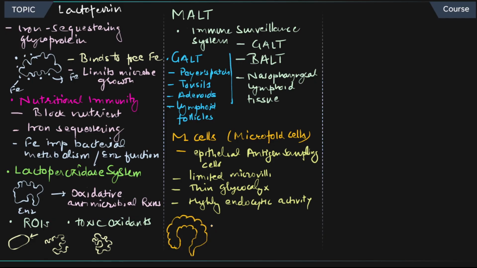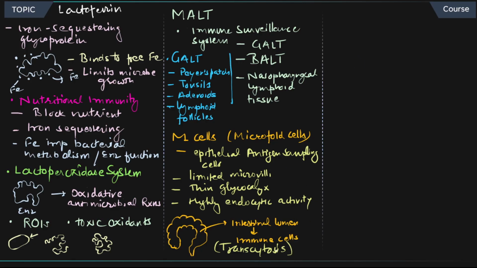So what they do is from the intestinal lumen, they take those components inside and then activate the immune cells. This process is known as transcytosis. Really important for activation of the immune cell. Transcytosis. So M cells are very, very important for activation of the immune system.